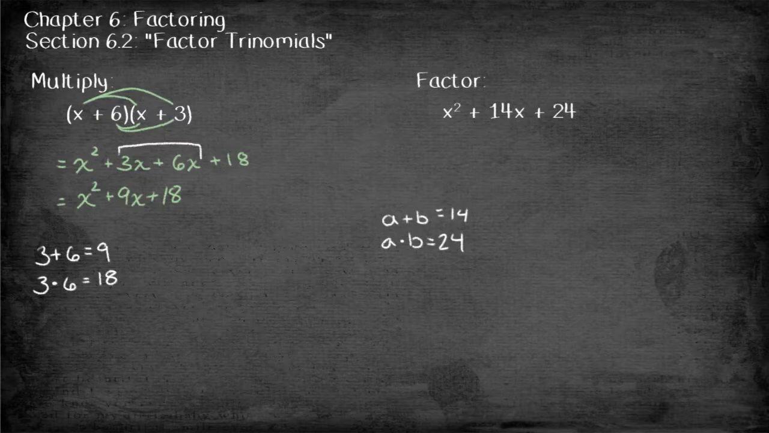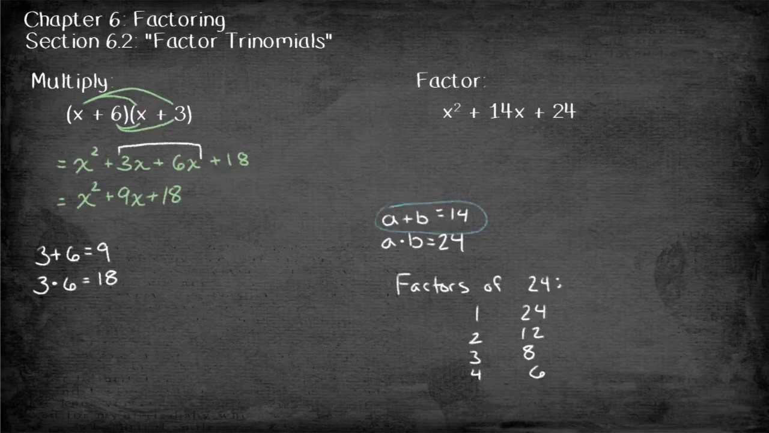So what are the factors of 24? I'm going to write them in pairs. We have 1 and 24. We have 2 and 12. We have 3 and 8. And 4 and 6. Now, of these pairs of factors, I also want the additional stipulation that they add up to 14. And the only pair of factors that does that is right here, 2 and 12.